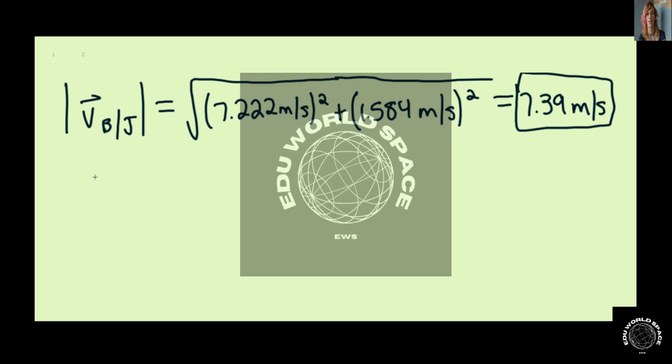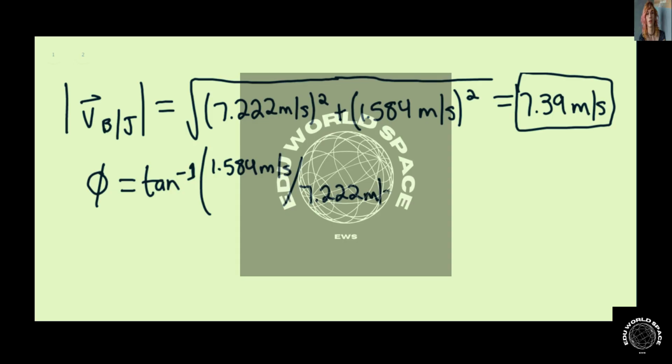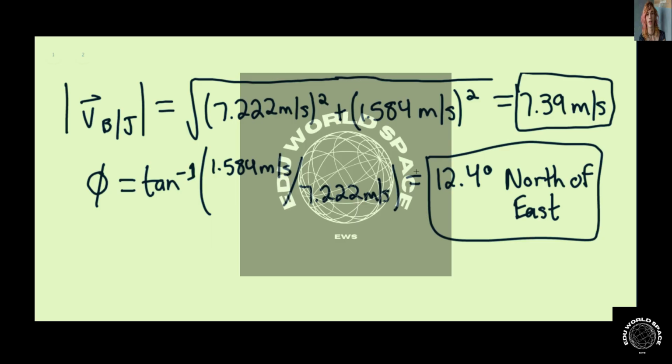And then if we wanted to find the direction, we can say phi would be equal to arctan of the y component, which would be 1.584 meters per second, divided by 7.222 meters per second. And this is equaling 12.4 degrees north of east. This would be our final direction of the velocity of the ball relative to Juan.